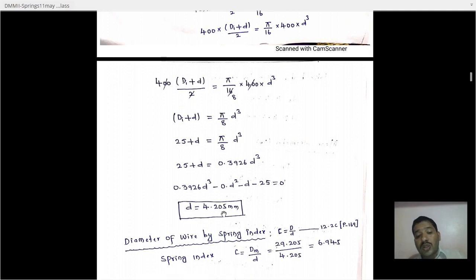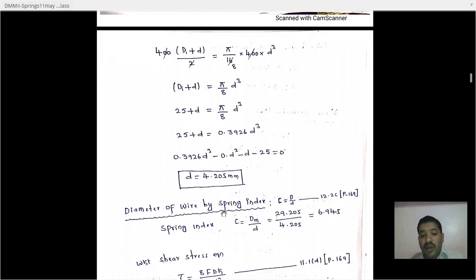Then you will get 0.3926 as the coefficient of d cube. So 0.3926 d cube as it is. If this value moves to this side, it is minus d minus 25 equal to 0. Why am I taking this value? Because in this equation, d square is not there, so you can take it as a 0 value. Is it right? So this is the 0.3926 d cube only.